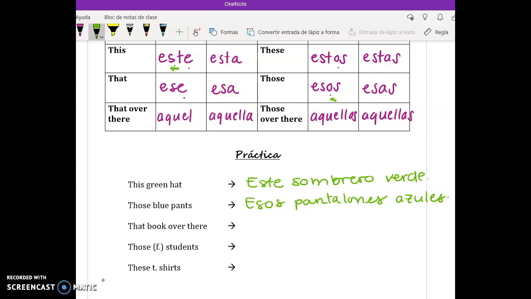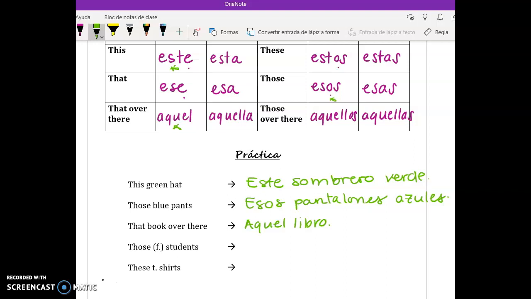Okay? All right, that book over there. How do I say book? Libro, right? El libro, masculine, singular. So we'll look up at our chart, that book over there. We're going to use aquel. Okay, so that over there, that's a lot of words. But you really just have to write aquel to create that. So this short little sentence here, aquel libro, means that book over there. That easy.